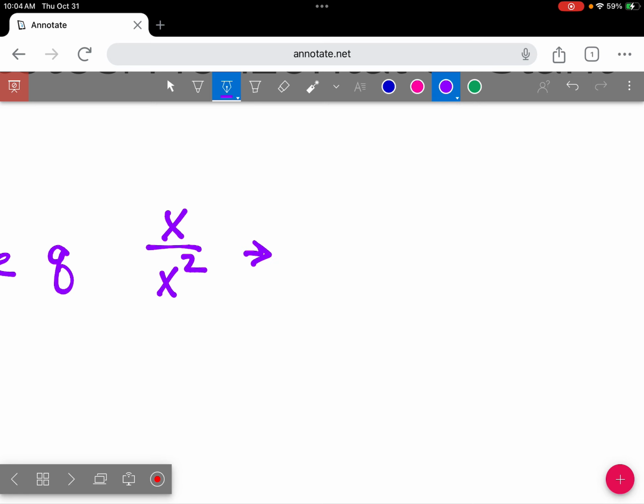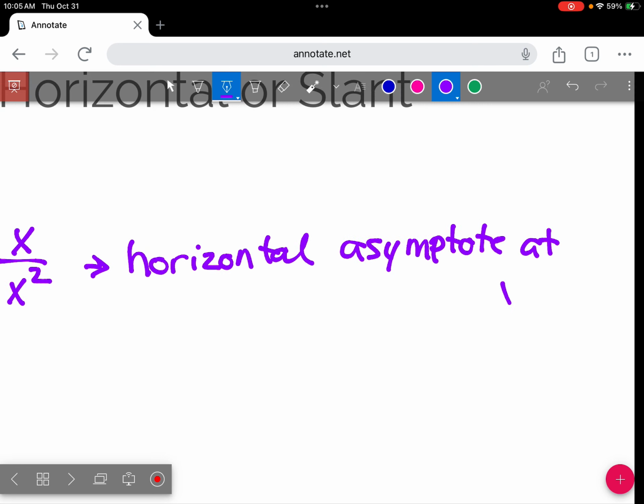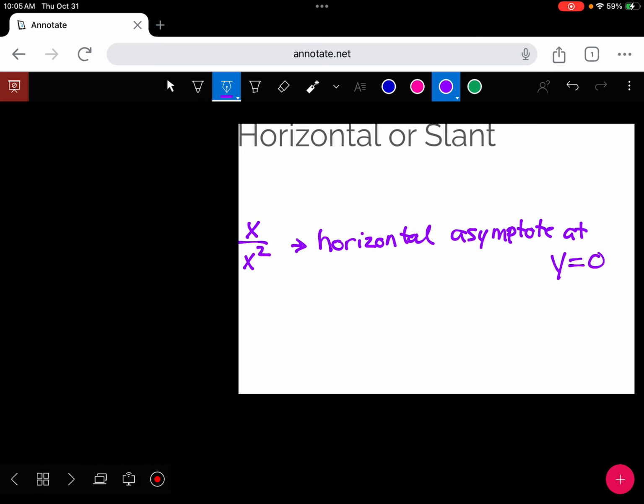This will have a horizontal asymptote at y equals 0. Only option. No matter what the functions are, if the degree of the top is smaller than the degree of the bottom, our horizontal asymptote is at 0.